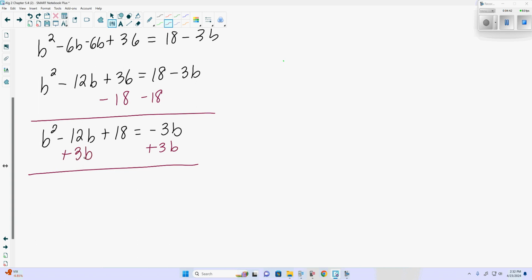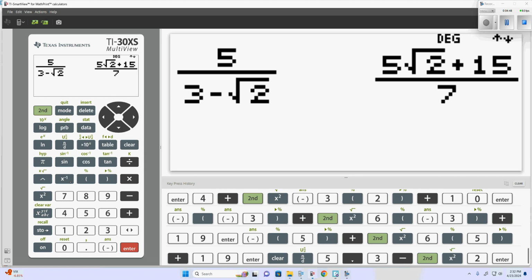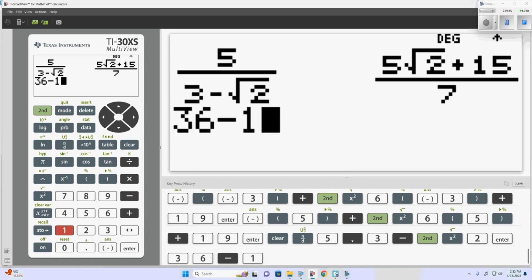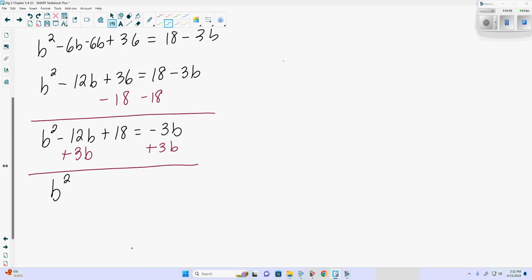Wait, how does 36 minus 18? Oh, wait, is it not negative 36? No. Negative 6 times negative 6. Okay. And 18 is half of 36. So we can take half of it away. Any other questions on how we got to this point here? We're good with getting to our b squared minus 9b plus 18. Yes?